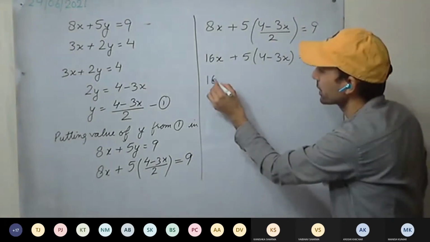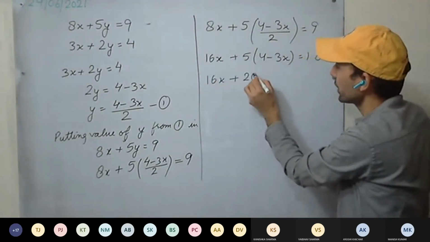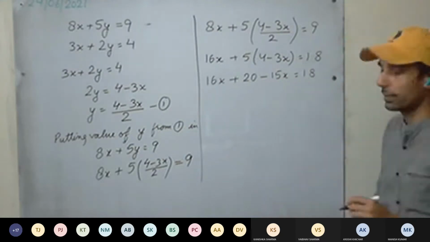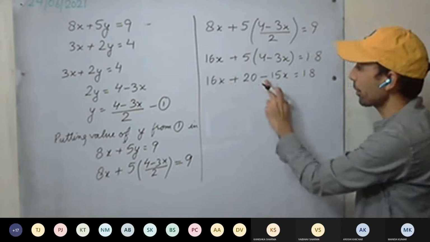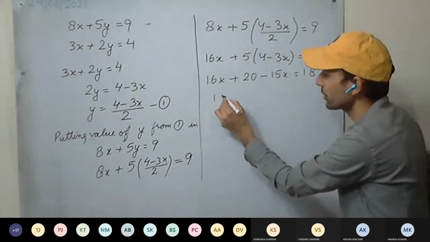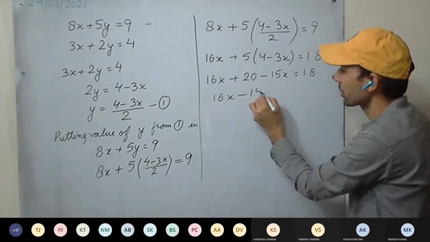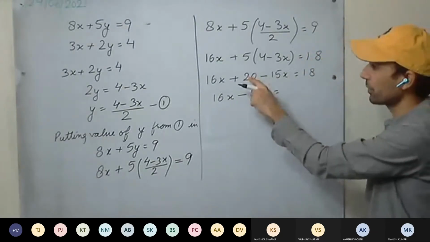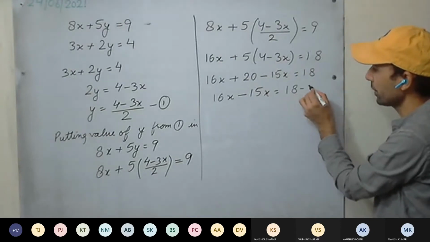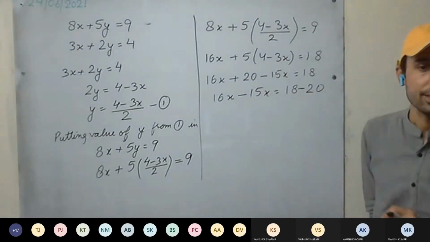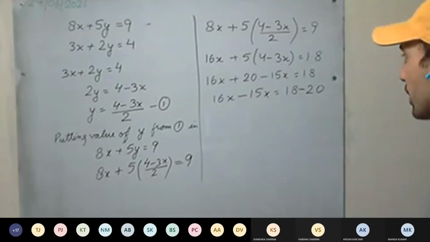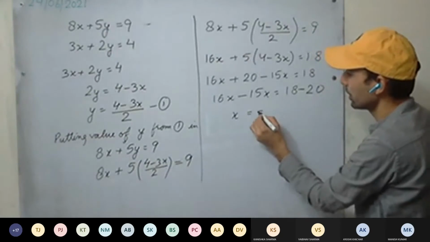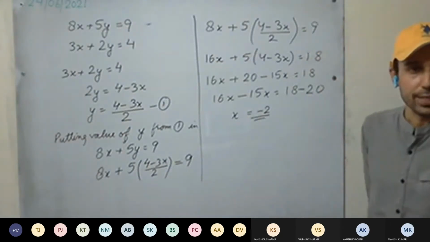Now I'm opening the bracket: 16x plus 20 minus 15x equal to 18. One more step: 16x minus 15x equal to 18 minus 20, taking 20 from the left hand side to the right. This is clear? Now it will be x equal to minus 2. We have got the value of x.